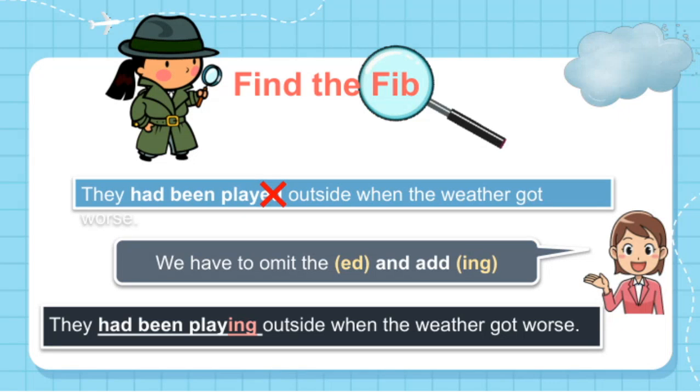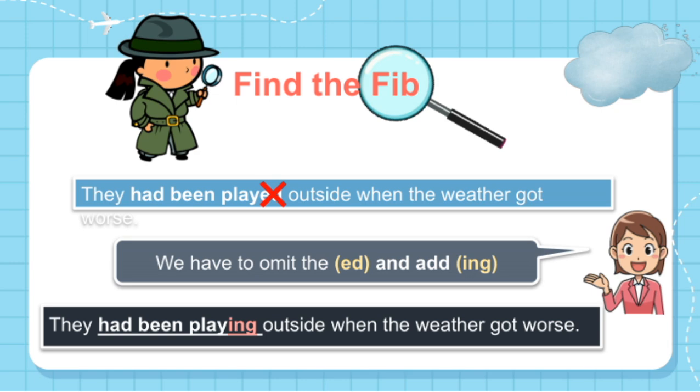All right, let's take a look at this slide. We start with the sentence, they had been playing outside when the weather got worse. Now, this sentence uses the past perfect continuous tense, which describes an ongoing action that was happening before another past event. Next, we have a common mistake to watch out for.